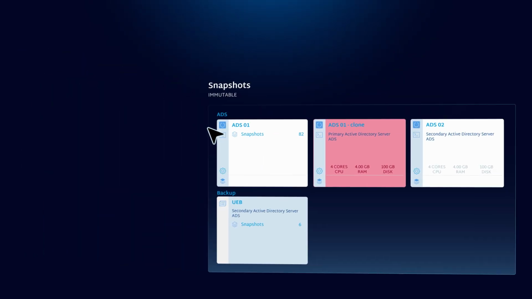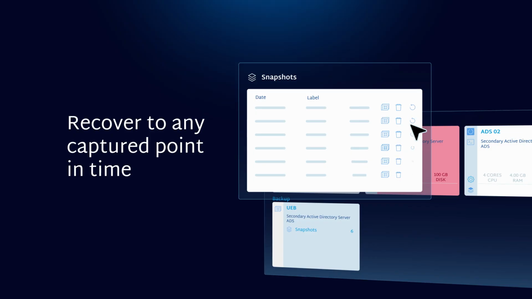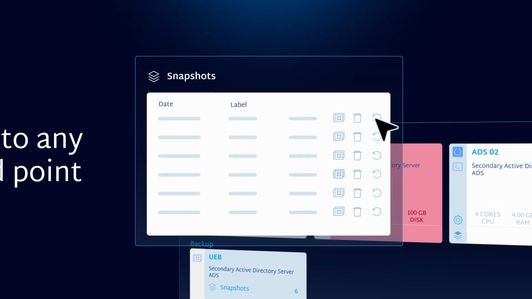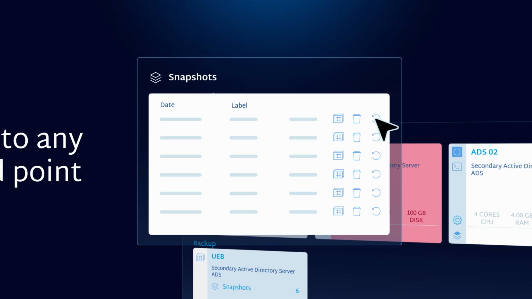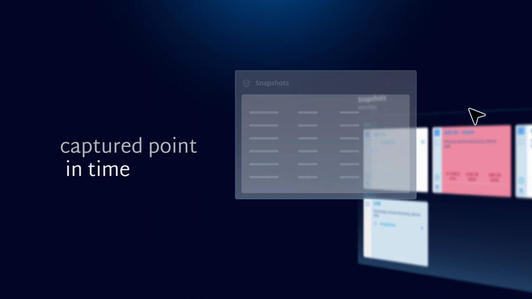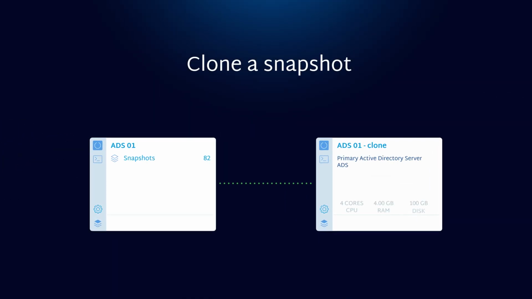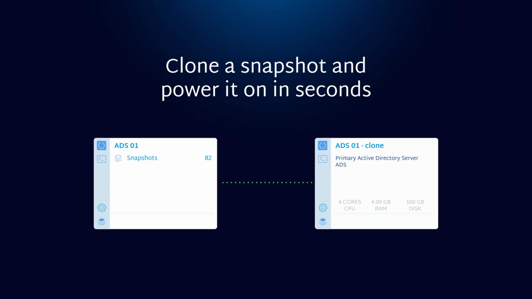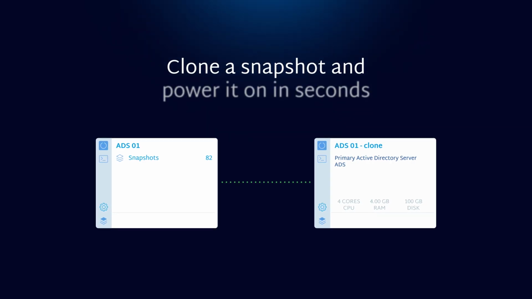in the first place. Snapshotting technology facilitates easy point-in-time recovery by instantly capturing all the VM disk contents and configuration when the snapshot is taken. From there, individual snapshots can be cloned and powered on in seconds, and will include all the data from the time the snapshot was originally taken.